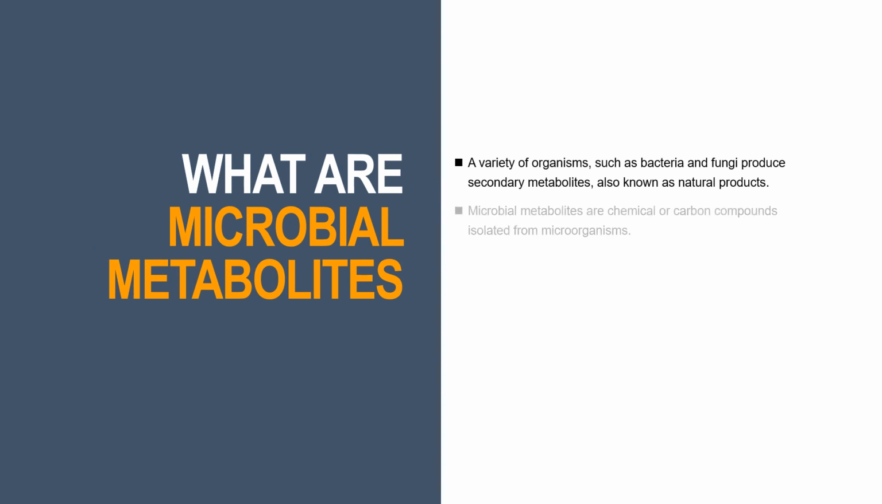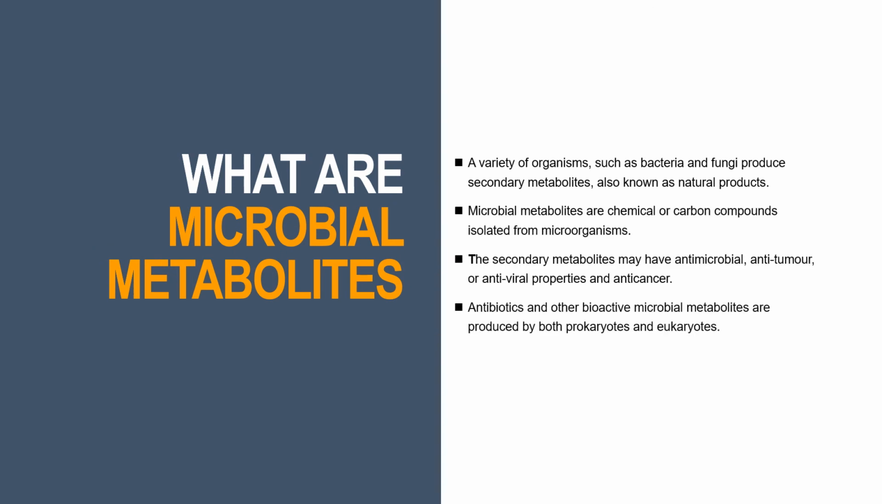So now we have learned about bacteria, fungi, archaea, and viruses. A variety of organisms such as bacteria and fungi produce secondary metabolites, also known as natural products. Microbial metabolites are chemical or carbon compounds isolated from microorganisms. These secondary metabolites may have antimicrobial, anti-tumor, antiviral, and anti-cancer properties. Antibiotics and other bioactive microbial metabolites are produced by both prokaryotes and eukaryotes. Among prokaryotes are the Bacillus, Streptomyces, Mycobacteria, and Pseudomonas species that produce the highest amounts of metabolites.